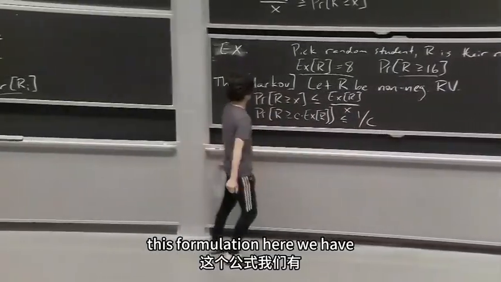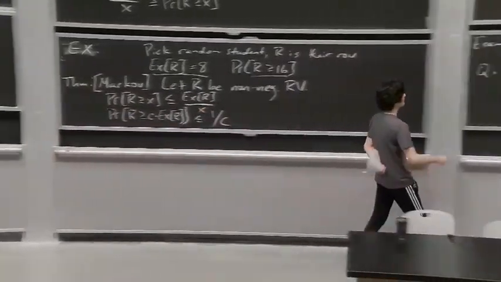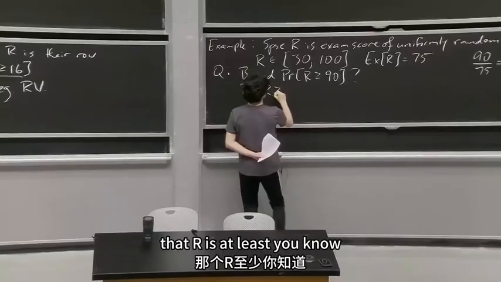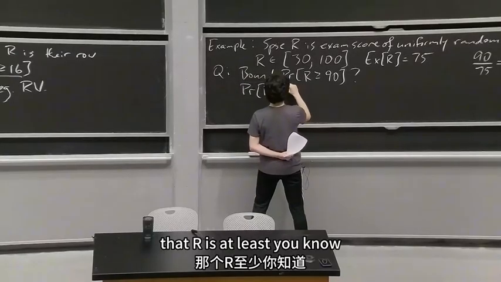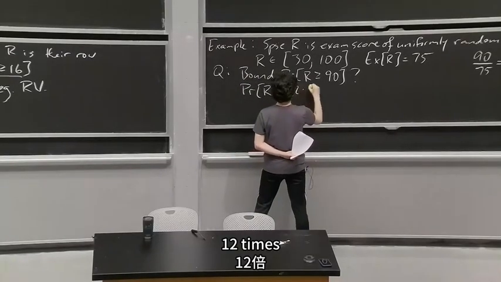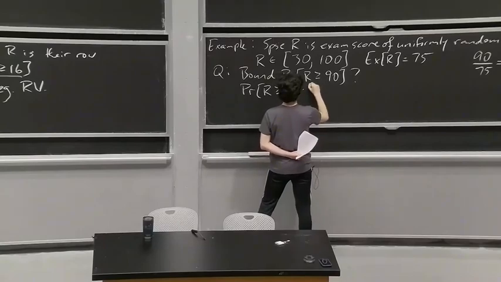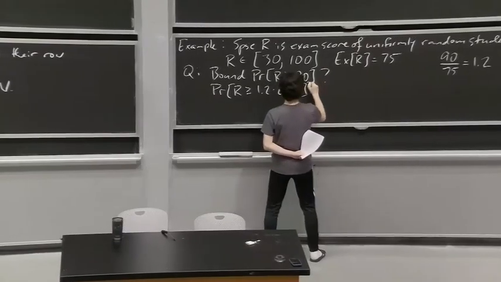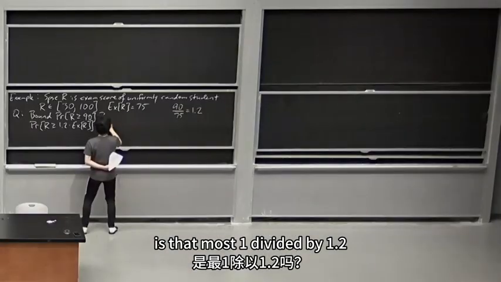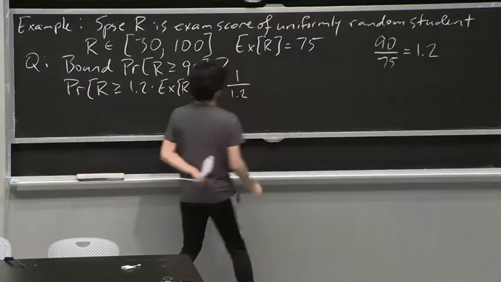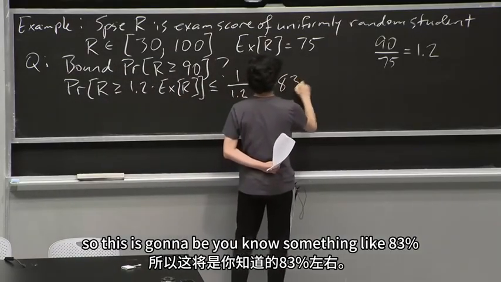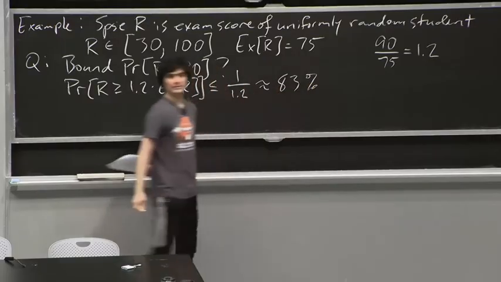Okay, so using this formulation here, we have the probability that R is at least 1.2 times the expectation of R is at most 1 divided by 1.2. Okay, so this is going to be something like 83%.